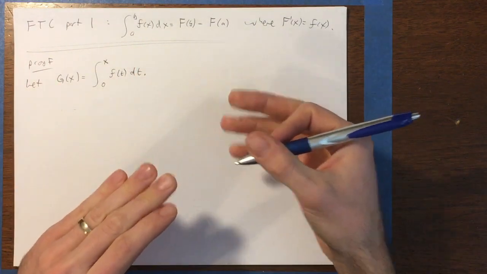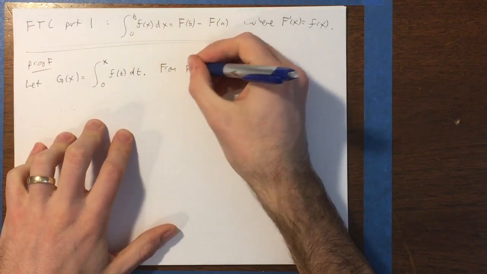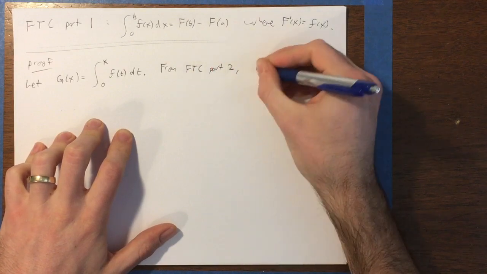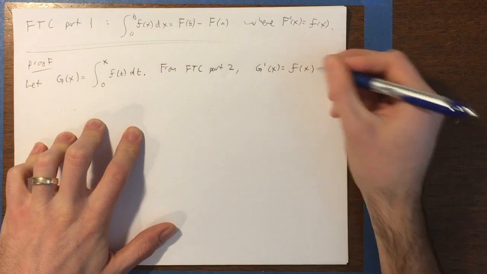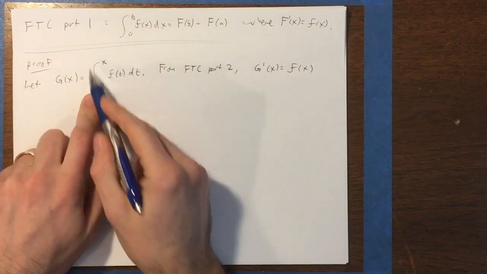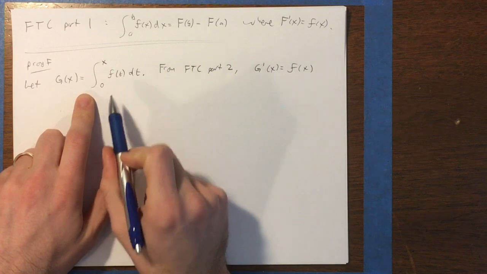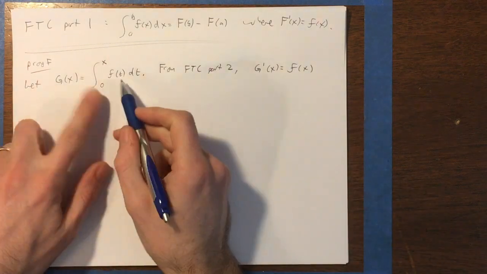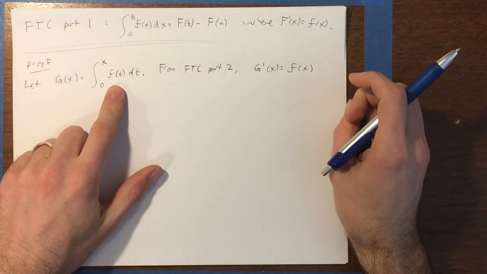Now, what we have already shown from the fundamental theorem of calculus part 2 is that G prime of x equals lowercase f of x. Basically, this accumulation function is an antiderivative of lowercase f, because its derivative will be lowercase f. That's what the second part of the fundamental theorem said.